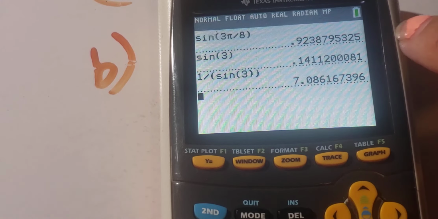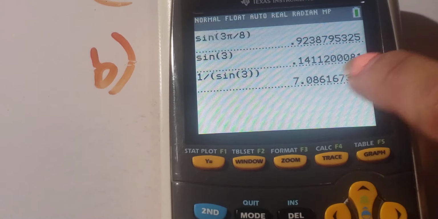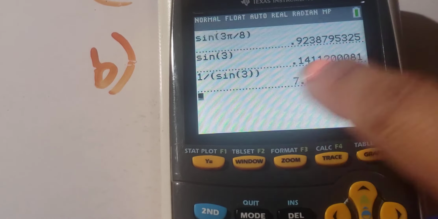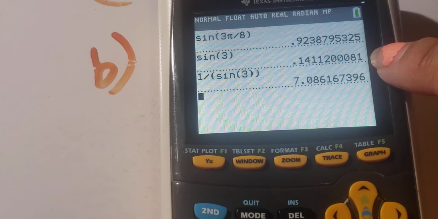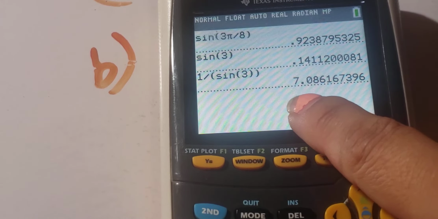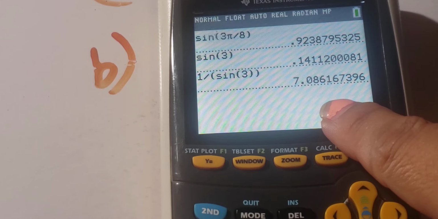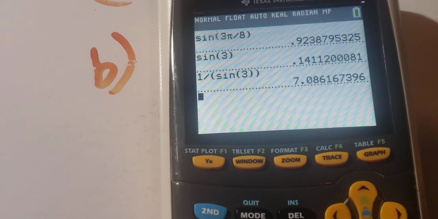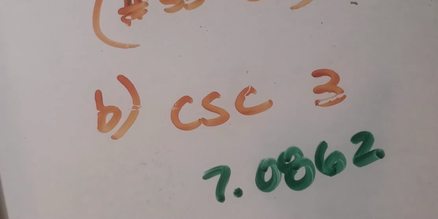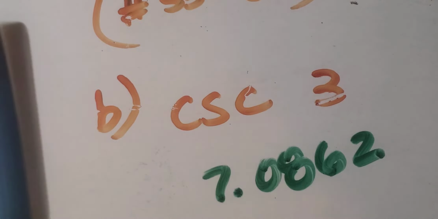I always tell my students, when in doubt, just put parentheses. Notice the answer changed as soon as I put 1 over sine, because remember, it was the reciprocal of this. So my number should be 7.0862. Again, some of you might have the cosecant, and I'm going to show you how to find that. But to me, it's quicker just to do the reciprocal.